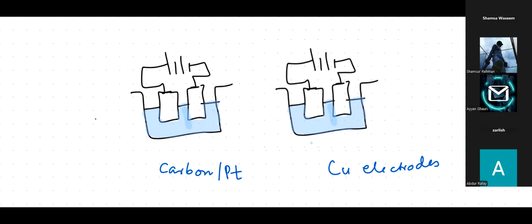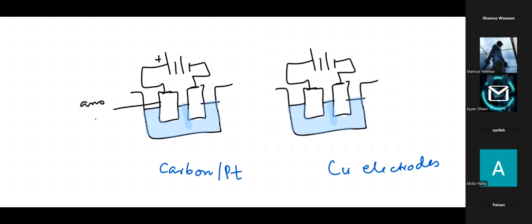Okay, so we are just discussing the observations when you're doing electrolysis of copper-2 sulfate using inert electrodes or using copper electrodes. Here, this is going to be a positive electrode, and the positive electrode is the anode. And this is a negative electrode, and the negative electrode is the cathode. The electrolyte here is copper-2 sulfate solution, which is blue in color due to copper ions.